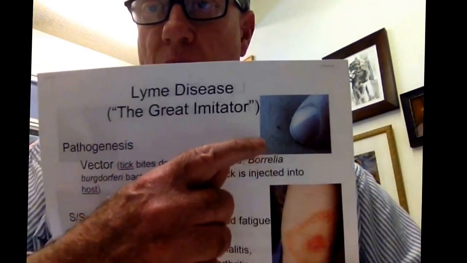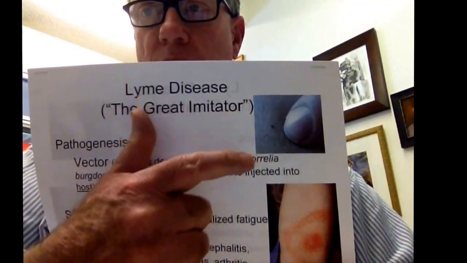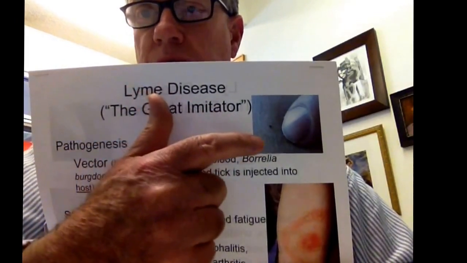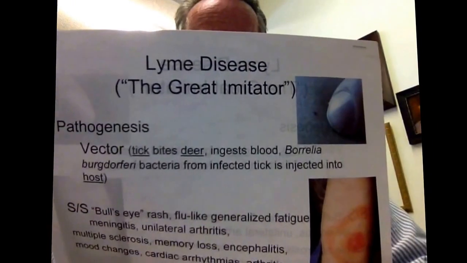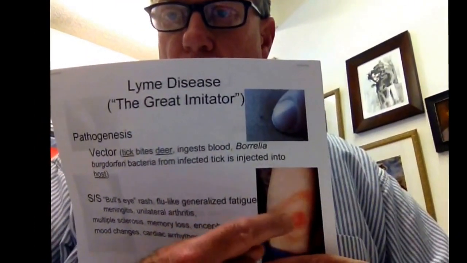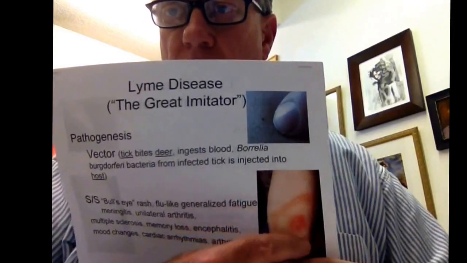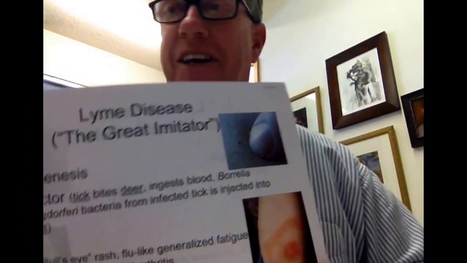You can see how tiny that tick is. So if you're out in the forest, you come back in, and it's important to scan your skin. Signs and symptoms, you can see here the characteristic bullseye rash. But that fades over time. That will be eliminated. So anyway, we're underway with our study of infectious disease.